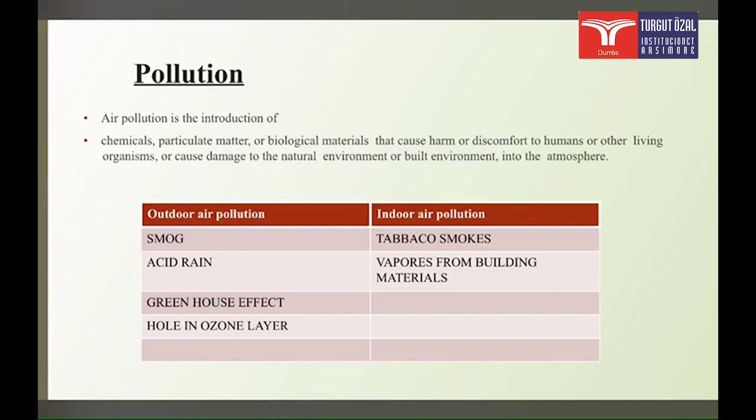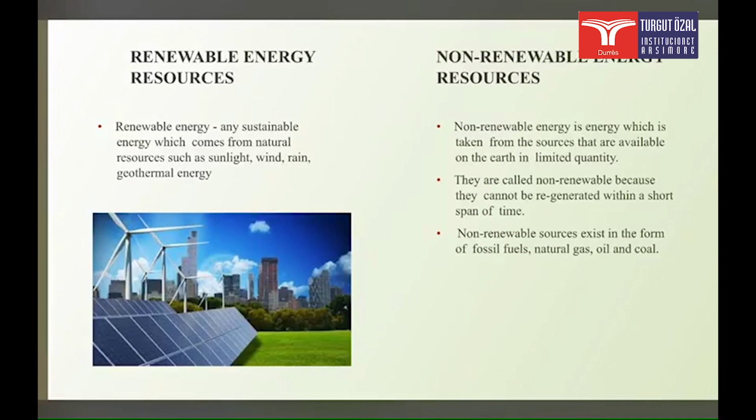We have two types of air pollution: outdoor air pollution and indoor air pollution. Outdoor air pollution includes smoke, acid rain, greenhouse effect, and hole in ozone layer, and indoor air pollution includes tobacco smoke and vapors from building materials.